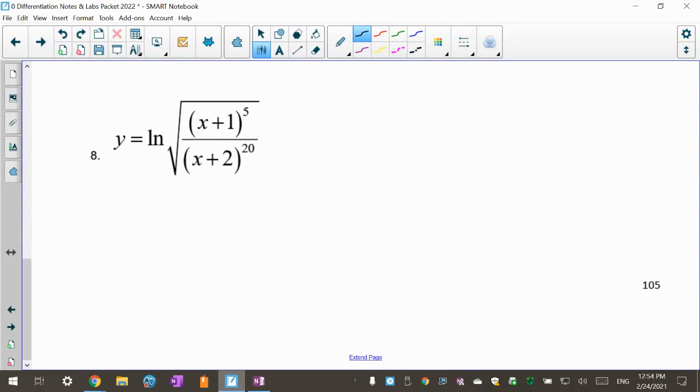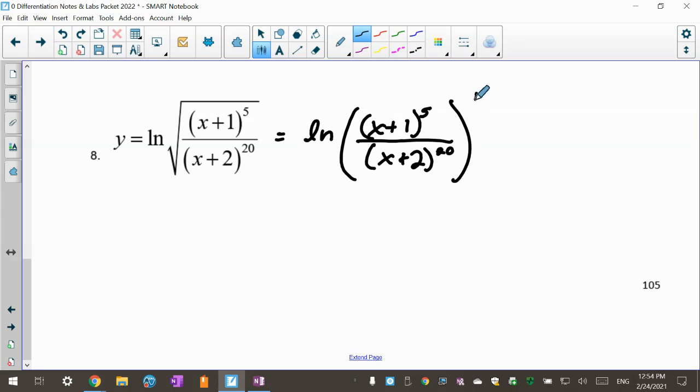Okay, this is a continuation of my Calculus 1 logarithmic and inverse trig derivatives lab, and this is number 8. And I promised you that I would show you how to do this a different way using our natural log rules, or our log rules. So the first thing you can do is look at this and say, I realize I can write it this way, as the natural log of x plus 1 to the 5th over x plus 2 to the 20th raised to the 1/2.